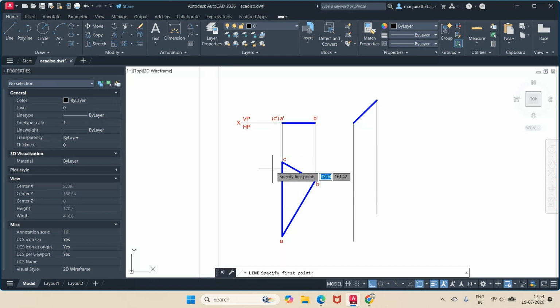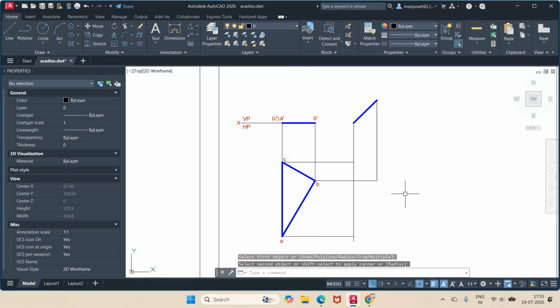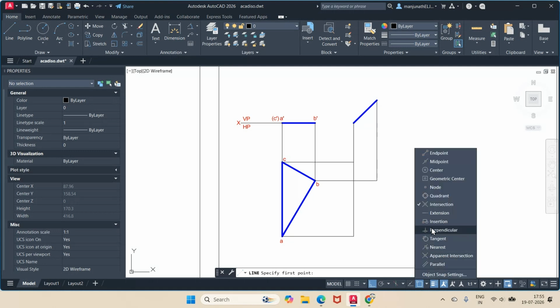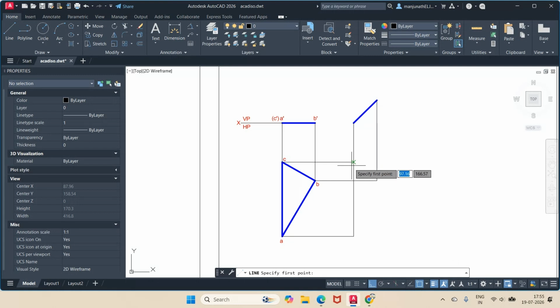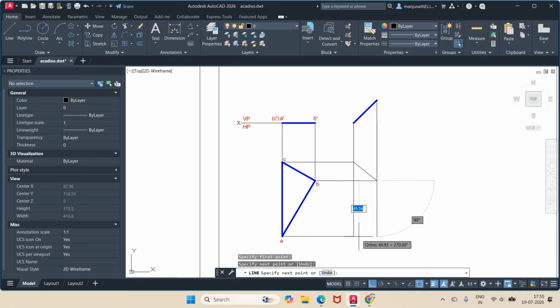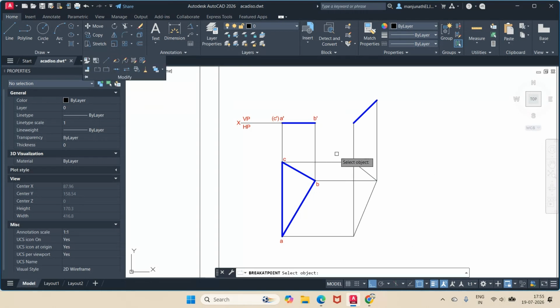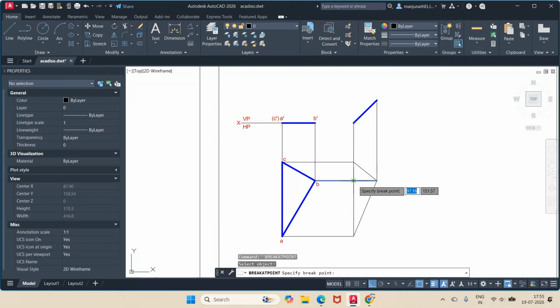I will go for line, take intersection to perpendicular, select this intersection and take perpendicular, then select this intersection line and perpendicular. Now you go for fillet between this line and this line, between this line and this line. Now you go for line, remove this perpendicular now. Take intersection to this intersection and to this intersection. Now you go for modify, break at point, select this line, break at this intersection point. Similarly, break at this intersection point.